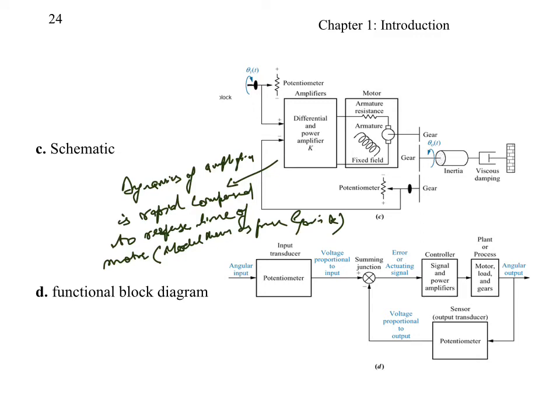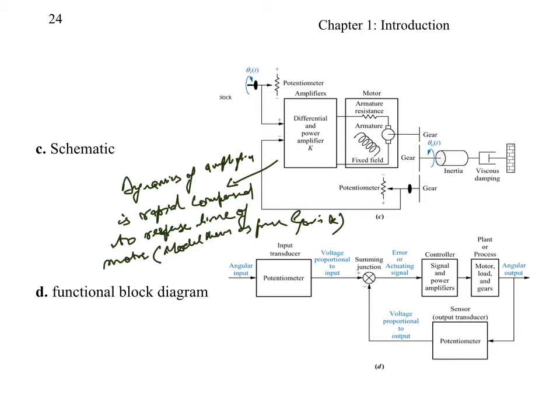Now this is the schematic showing how it works. The input is the potentiometer. We change the potentiometer, which is converted into voltage, then it goes to the differential and power amplifier, and then to the motor. The motor will rotate, and then it will change the position of the antenna. Also at the output you will see that the change in the angular position of the gear is taken by the potentiometer as feedback, and that is given to the differential and power amplifier. So this is the whole structure, that is the schematic.